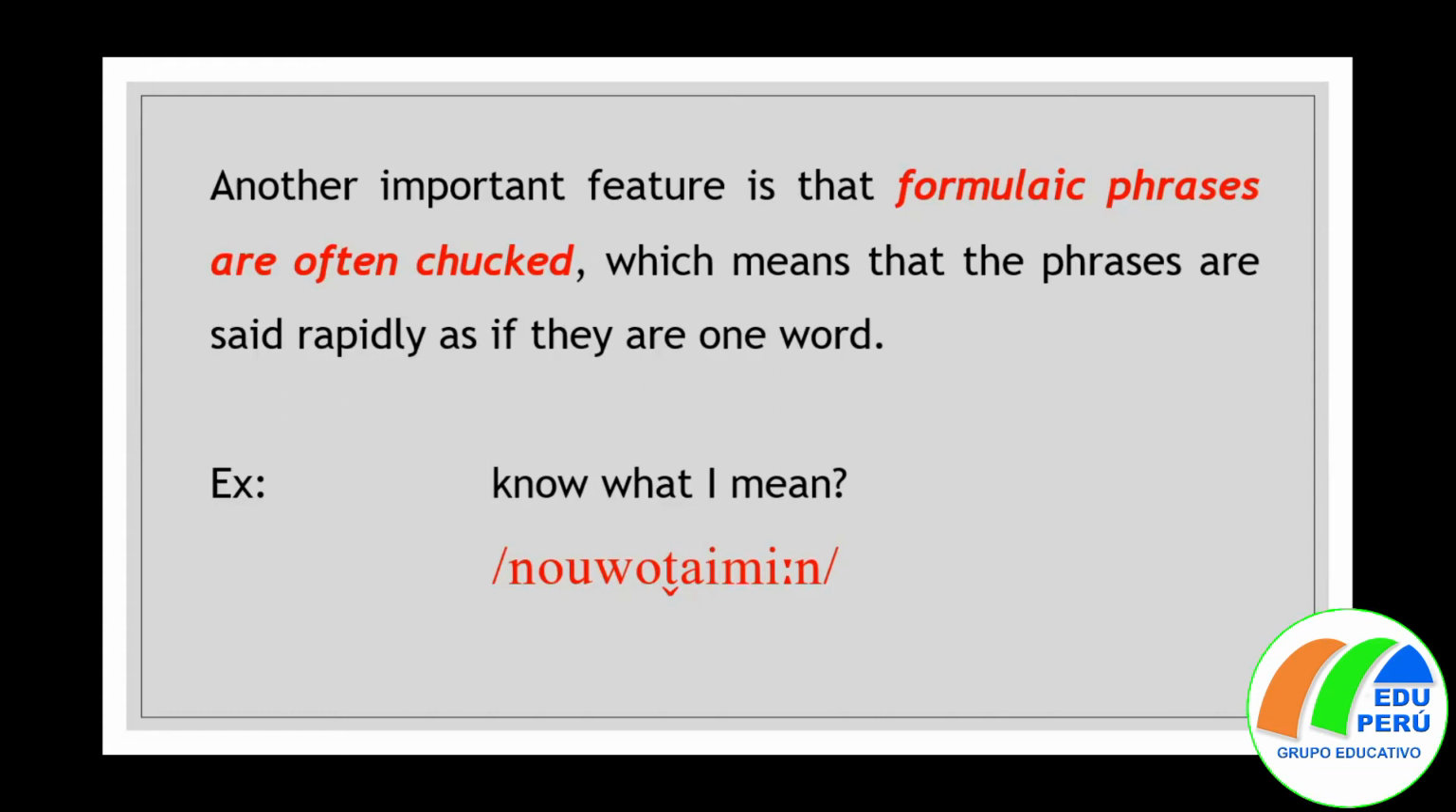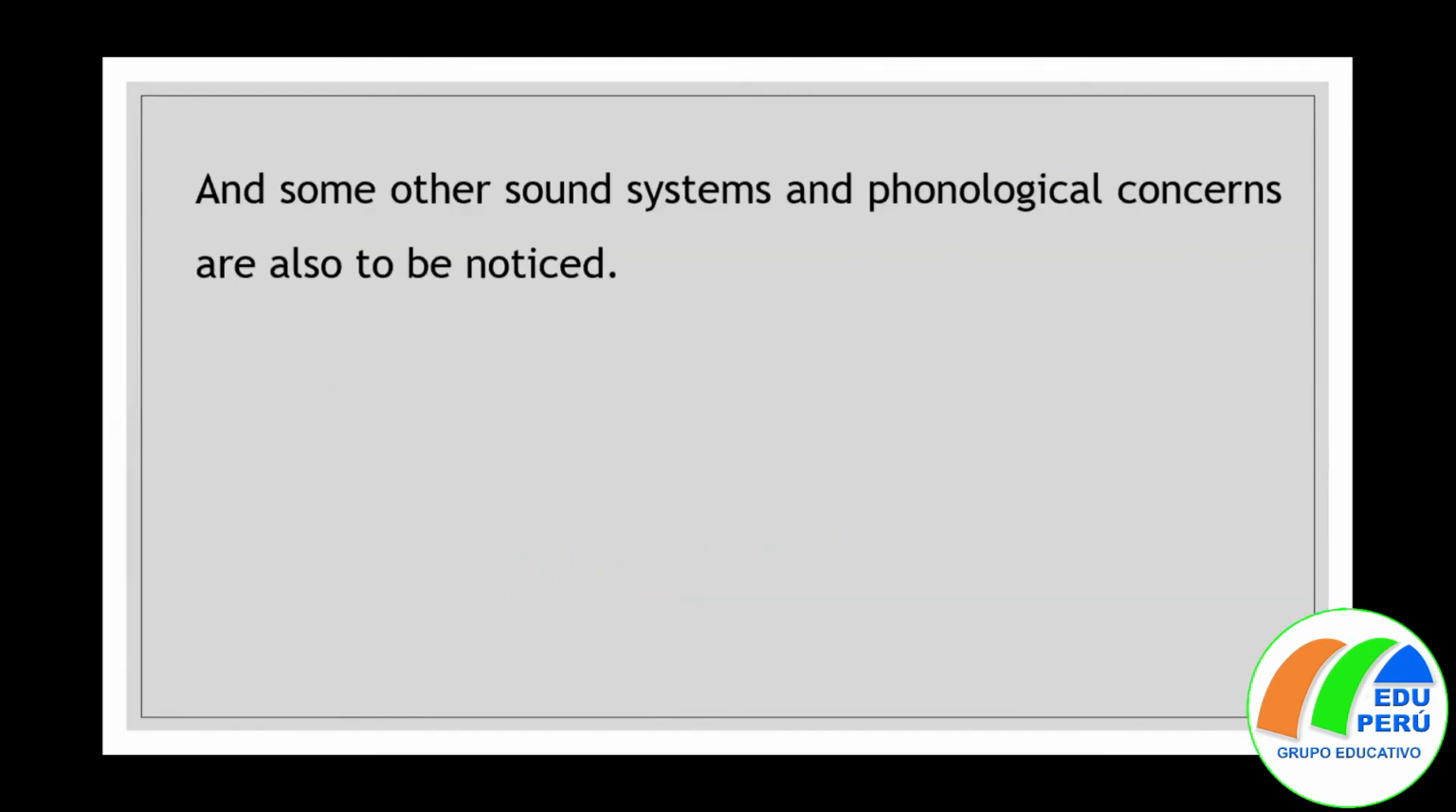Know what I mean? Notice this is another important characteristic of a spoken language. And some other sound systems and phonological concerns are also to be noticed. So here we have the famous stress, intonation, tone, voice volume, no? Rhythm. So we have other characteristics in the spoken language.